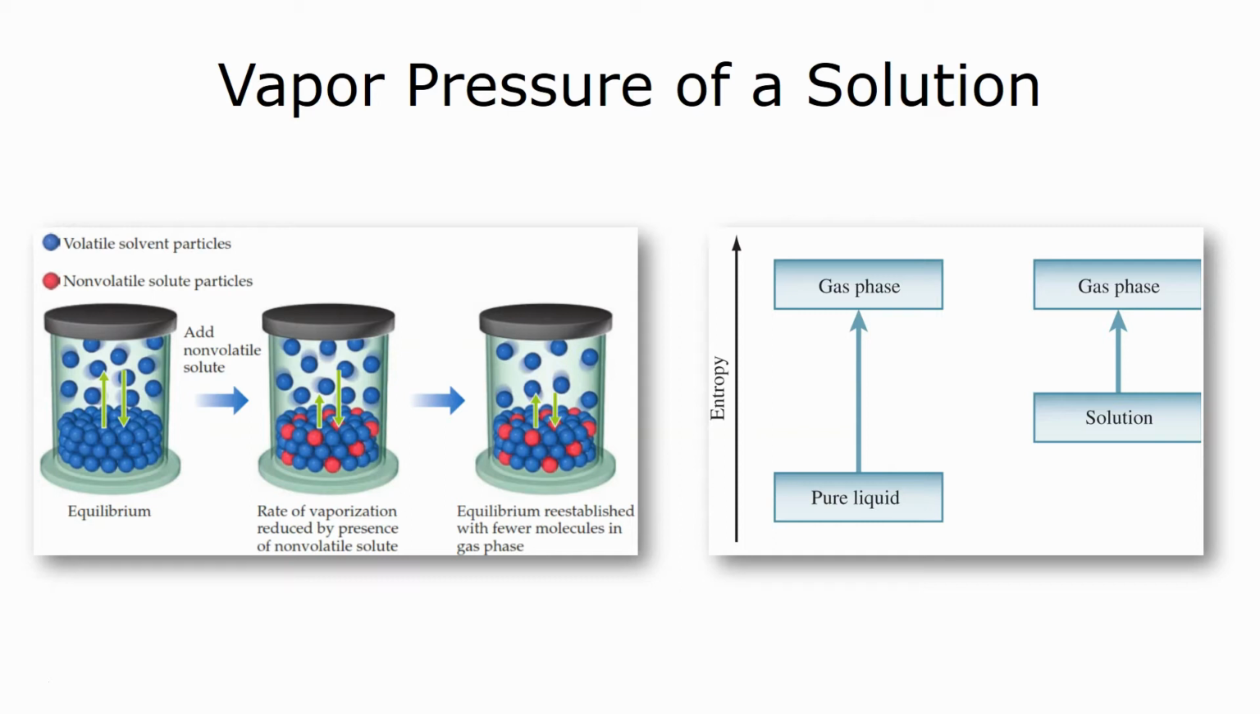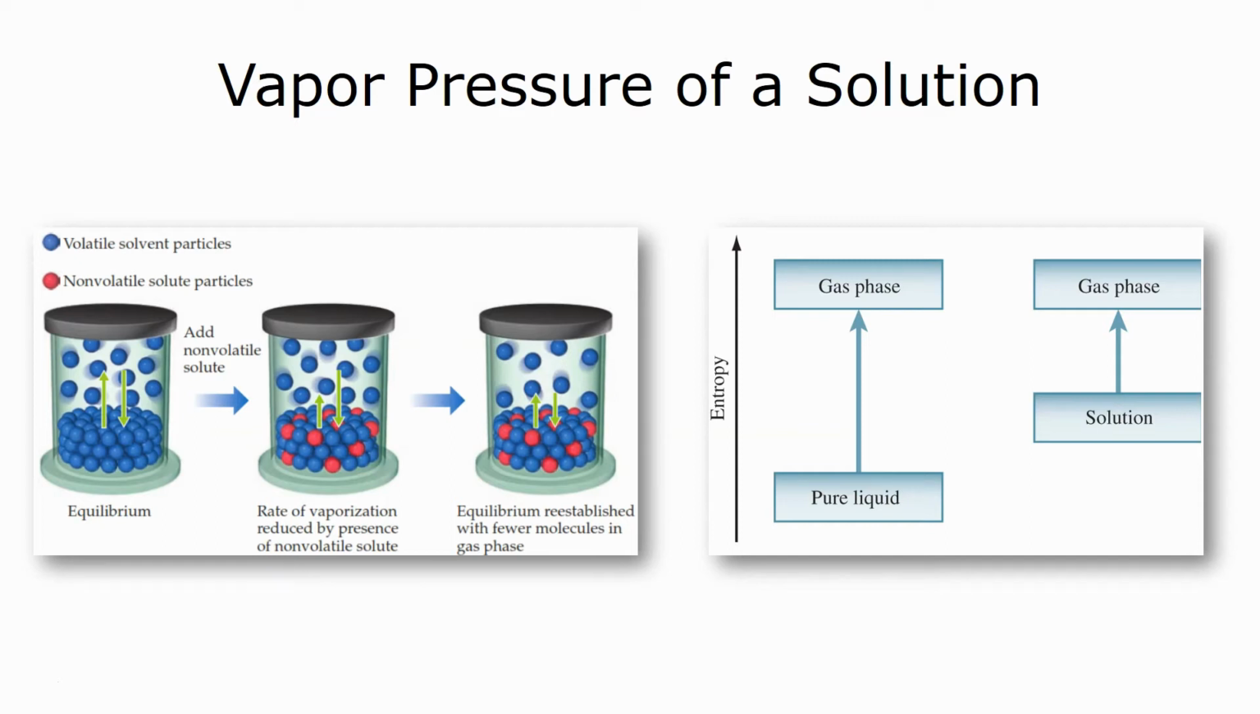And there's a couple of explanations for this. The easiest explanation is that when you have these particles of solute in your solution, you don't have as many liquid particles at your surface allowed to escape. That's a great explanation, but it's completely wrong. But it's a good rule of thumb.